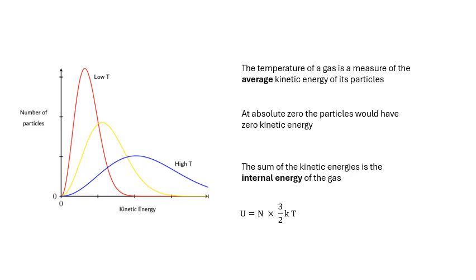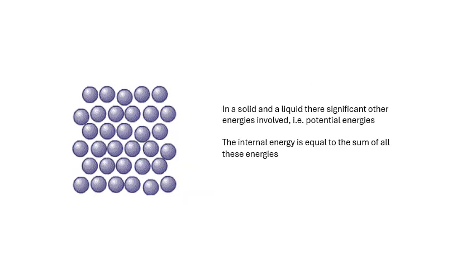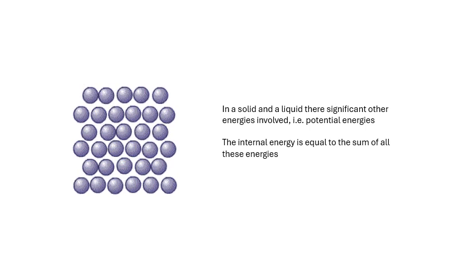The sum of the kinetic energies is the internal energy of the gas. So for an ideal gas, the internal energy, capital U, is the number of particles times 3/2 kT, which is the average kinetic energy. If we're talking about a solid or a liquid, then there are other energies involved: potential energies, bonds between the particles. So the internal energy is the sum of all of those energies, the kinetic energies plus the potential energies between the particles.